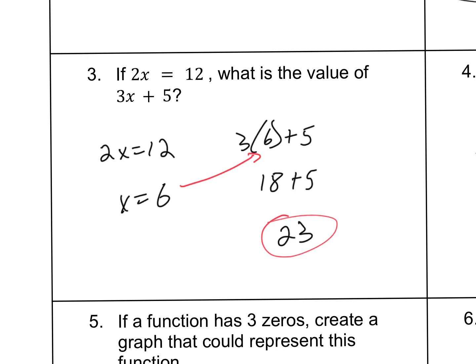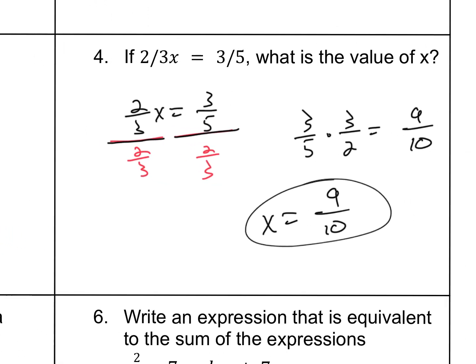This one says, if you have the equation 2x equals 12, what is the value of 3x plus 5? So we're going to use the first equation to solve for x. 2x equals 12 means x is 6. Then we plug 6 into the expression 3x plus 5. 6 times 3 is 18, and 18 plus 5 is 23. So that would be one of the multiple choice answers. All right, now question 4.